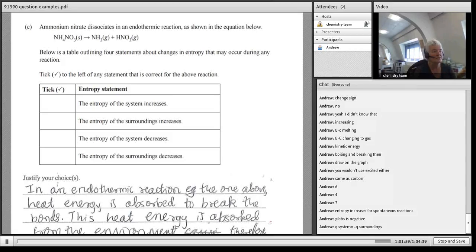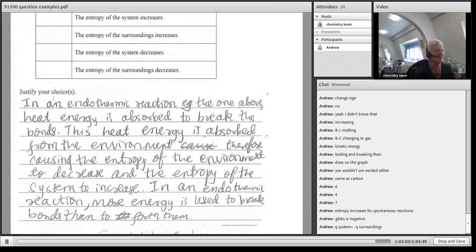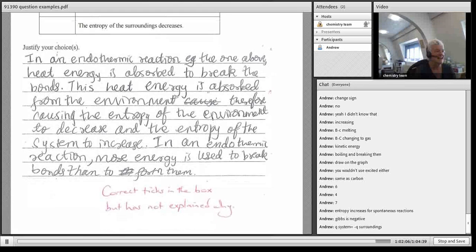Okay, so here's one where you're now told to explain what happens for the system and surroundings. So it's actually helping you give more detail. And so here's an example where the explanation was wrong, but they had the ticks correct. So they get an understanding level. So you get at least an achieve for this part of the question.